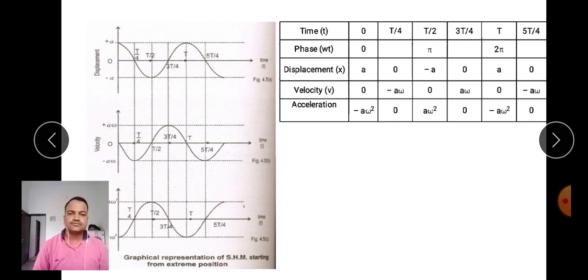The conclusion from this article is similar to the case where the particle starts from the mean position, because here also these curves are sinusoidal in form or similar in nature. The phase difference between displacement and velocity is here also pi by 2. The phase difference between velocity and acceleration is also pi by 2, and the phase difference between displacement and acceleration is pi. All these conclusions are similar to the previous article, where the particle starts from the mean position. So here the conclusions are the same.